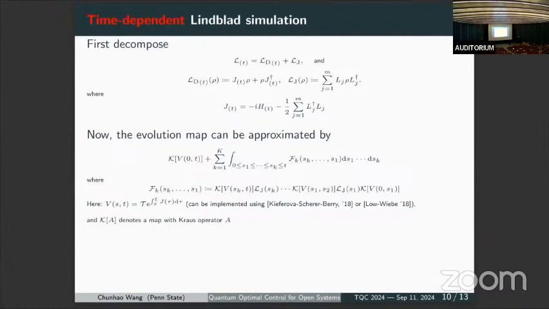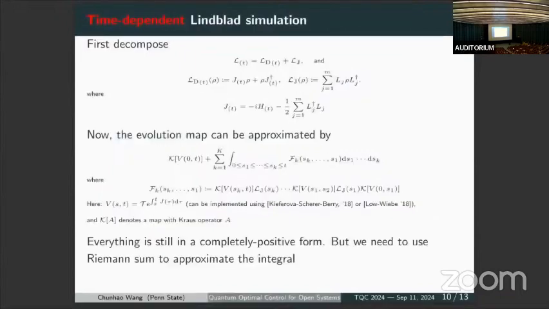But now this V of S, T looks like the time-dependent Hamiltonian evolution, but you have this non-Hermitian part over there. But you can still use the algorithm for time-dependent Hamiltonian evolution to implement this operator. For example, you can use the algorithm by Kieferova, Scherer, and Berry based on the truncated Dyson series, or the algorithm by Low and Wiebe based on the interaction picture to simulate this map. Then everything's still in the completely positive form. Then you can use previous techniques to implement this map.